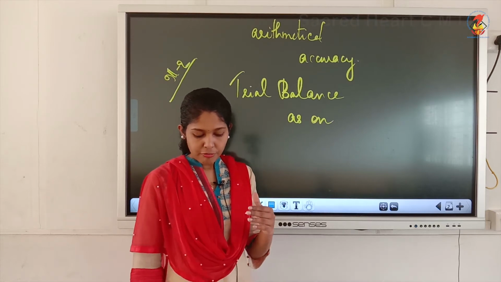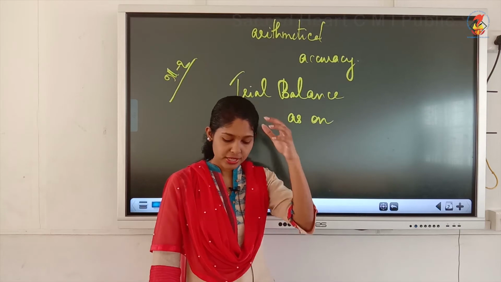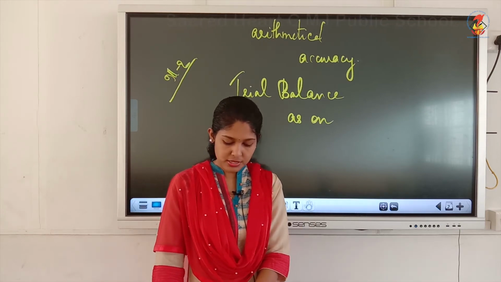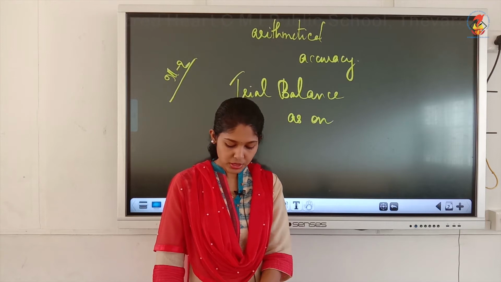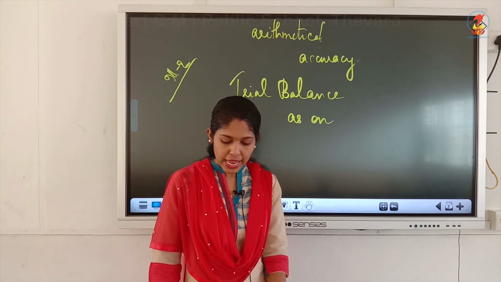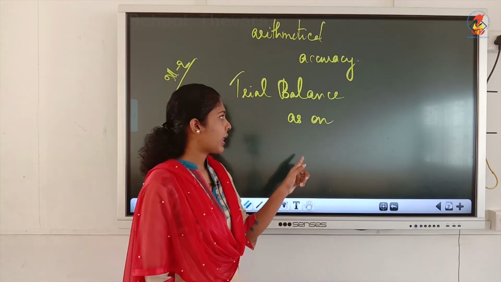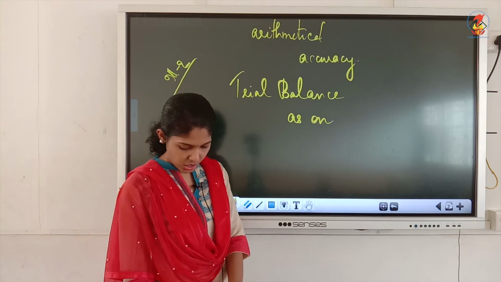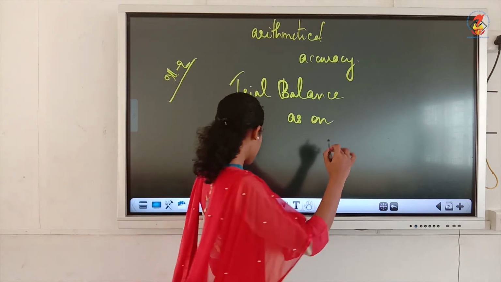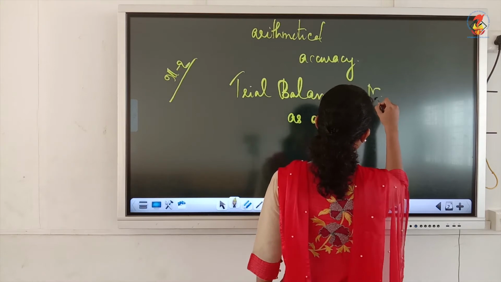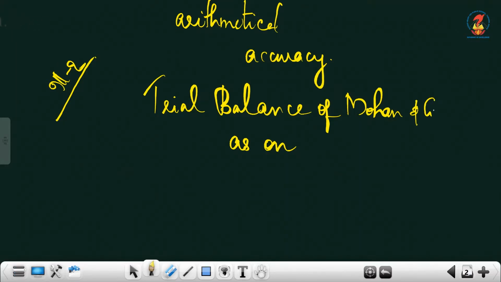For that question they have given so many transactions, and all those transactions take place in the month of January, and it ends on January 31st. So that date we will take for trial balance, the ending date. So trial balance of Mohan and Company, the name of the firm is Mohan and Company, as on 31st January, is it 2019? Yes, 2019. So this is the first step you have to do, write the heading.